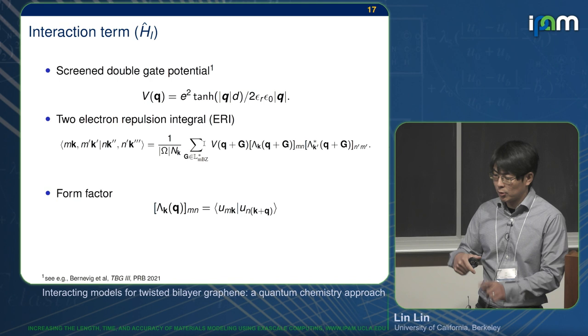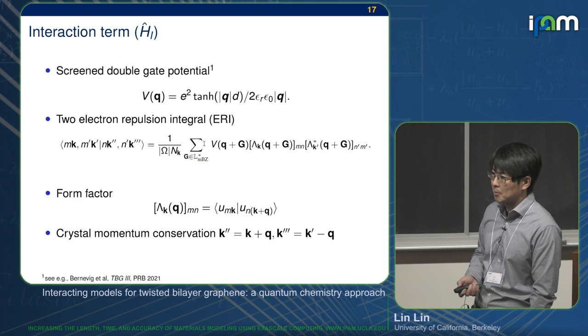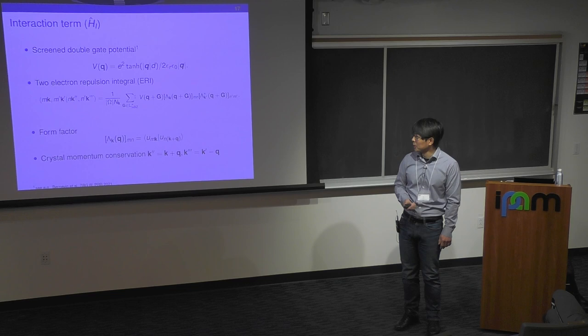And then you have this crystal momentum conservation that says if k'' is k plus q, then k''' must be k minus q. So these are the most important aspects of the modeling. Then you can start solving it.